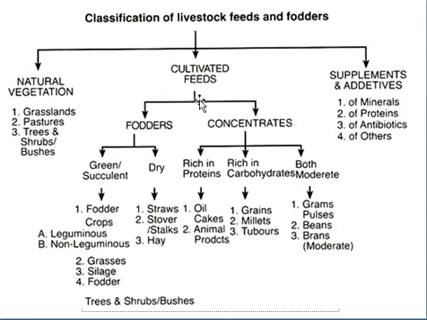Then there are cultivated feeds. Cultivated feeds, one is fodders or forages. This includes green or succulent forage and then dry fodder. Green succulent fodder is fodder crops. Fodder crops are of two types, leguminous and non-leguminous. In agriculture, you should have studied about this. Then second is grasses, mott grass and other grasses we can cultivate.